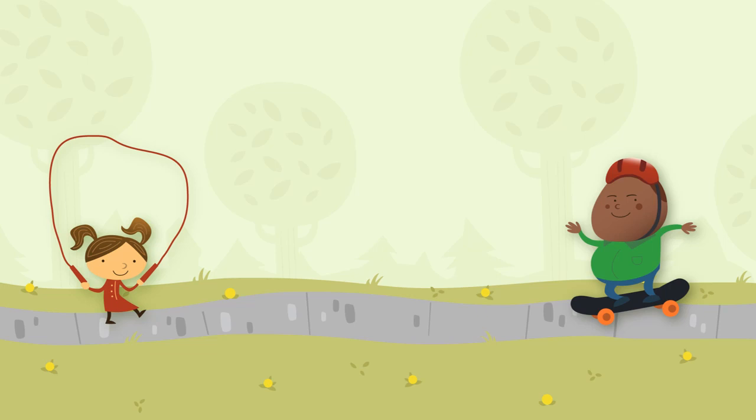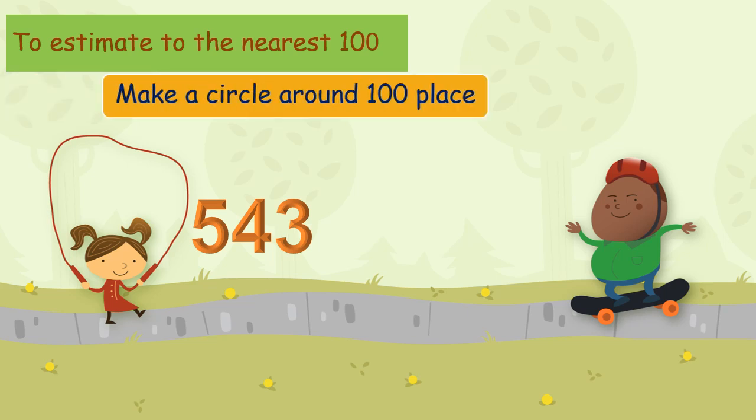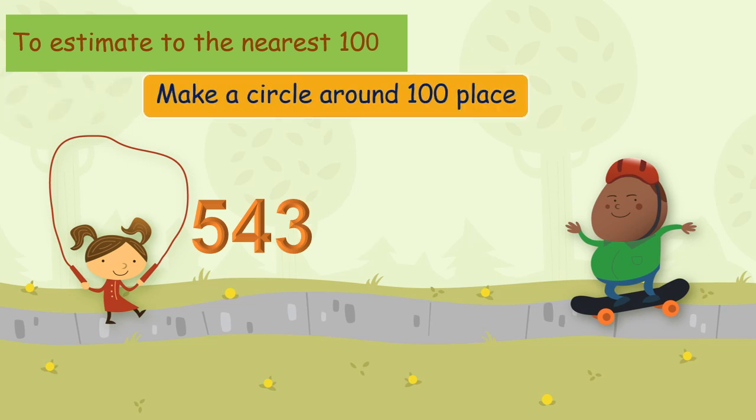Primary 2, let me teach you a quick way to solve this without drawing the number line. What are we going to do? Look here, we will need to estimate to the nearest 100. So step number 1, this is the number. We want to estimate. We're either going to go back to the 500 or up to the 600. Step number 1, make a circle around the 100 place. Where is the 100 place here? It's the 5. Yes, so we're going to circle the 100 place.